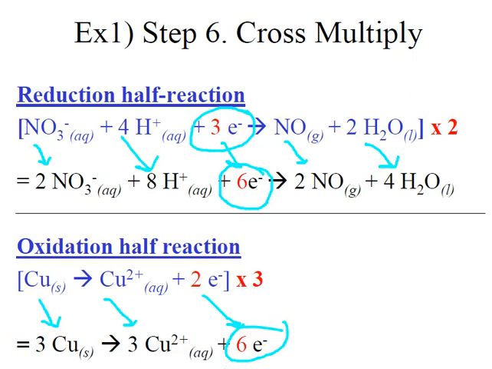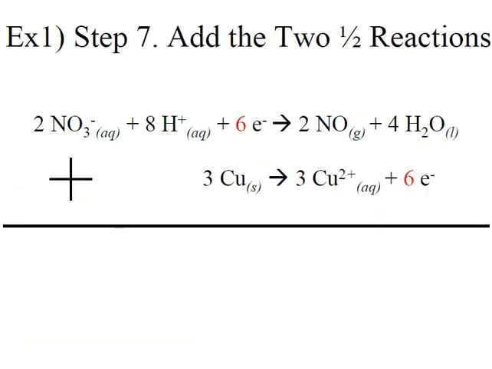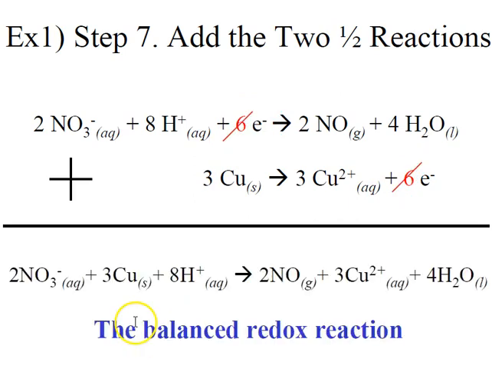Now we can put these 2 half reactions together and cancel anything that we see on both sides. So here we are adding them together. The only thing I see in both reactions is electrons. 6 electrons on the left, 6 electrons on the right. So those should be able to cancel.